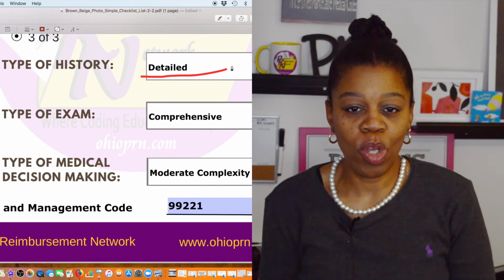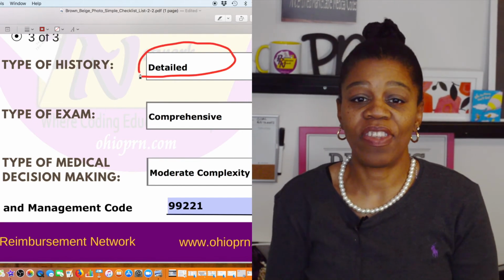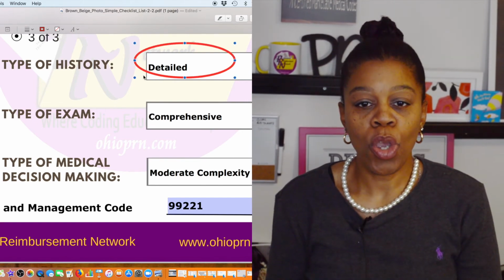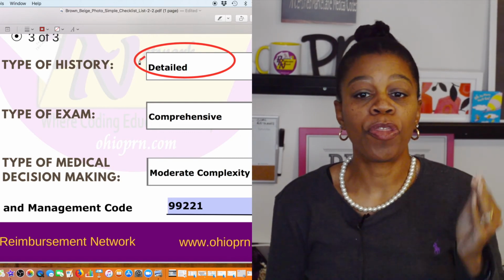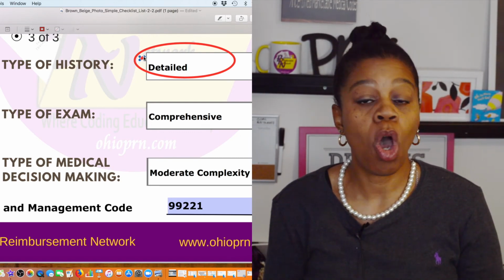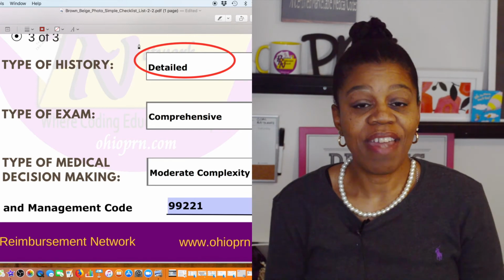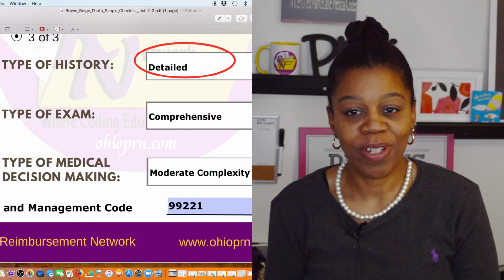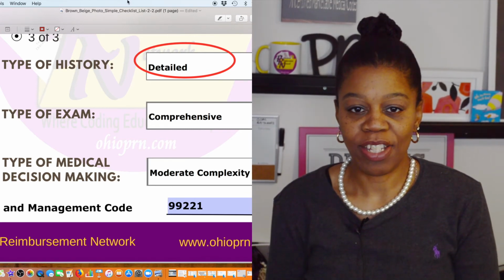The history has the lowest component, and remember I stated that the lowest component determines your overall code when 3 of the 3 key components are required. That means 99221 is your code, and C is the correct answer.